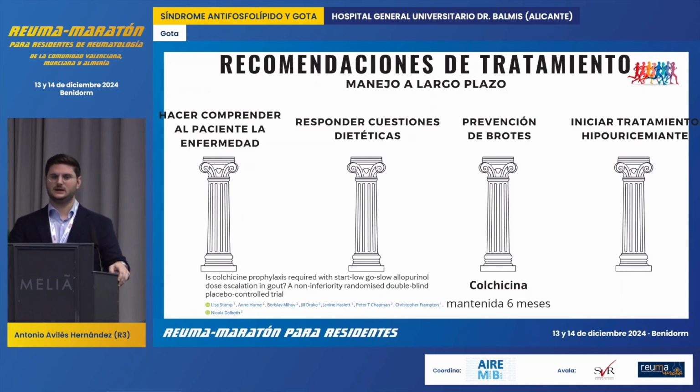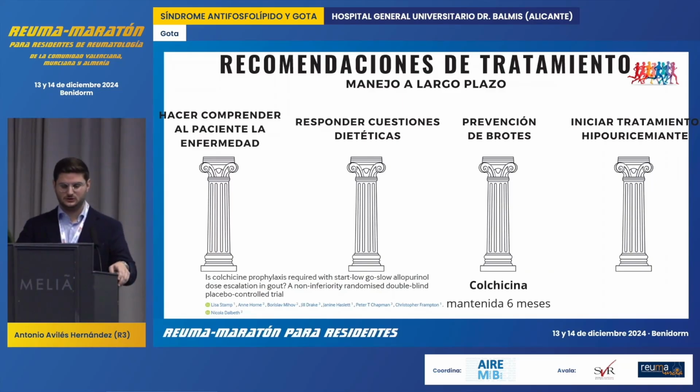After having defined how a gout attack should be managed, we must begin to treat the patient in the long term. We usually focus on the last two columns and explain to the patient during the consultation how to prevent flare-ups, how colchicine should be taken, and how to start urate-lowering therapy. However, we always forget about the first two sections.